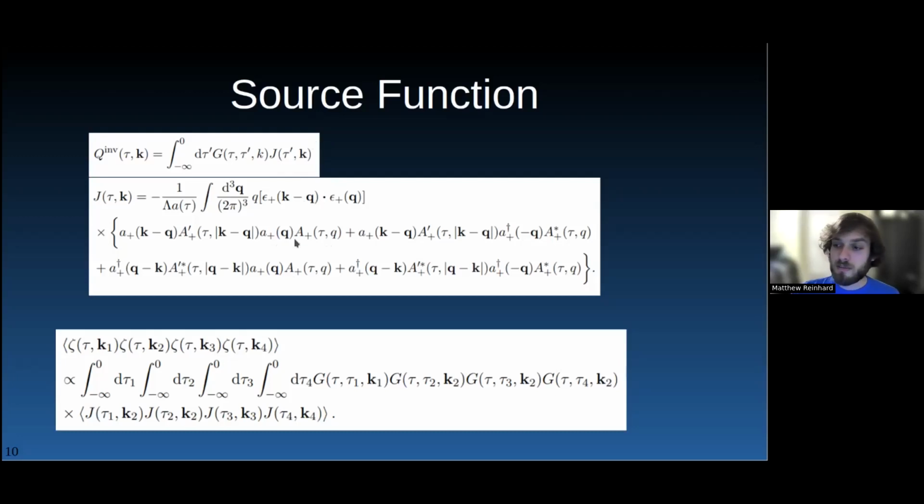So if we insert this expression for the Q inverse modes into the curvature trispectrum, what we get is this expression on the bottom here, specifically for the parity-violating part of the curvature perturbation trispectrum. And it's written in terms of the 4-point function now of these source terms. So this 4-point function is going to involve all possible contractions of the different creation and annihilation operators of the gauge field.